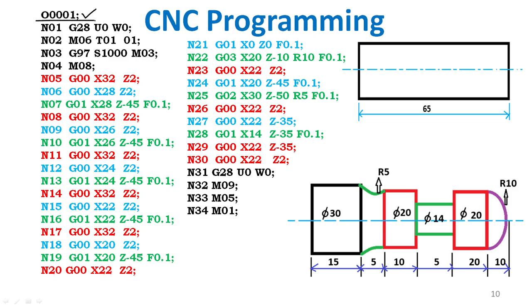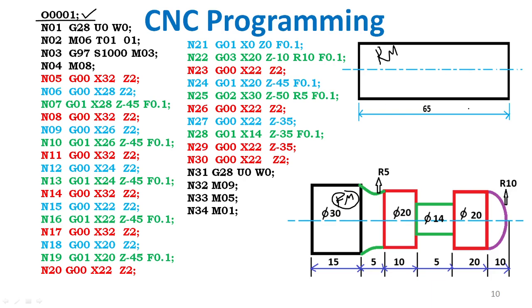This is program number 1 for CNC program. The given diagram shows the raw material and the finished component. This one is the raw material and this is the finished one.